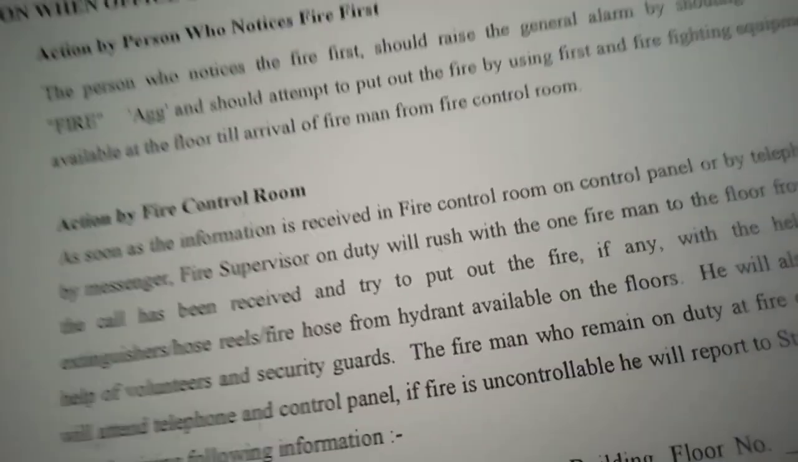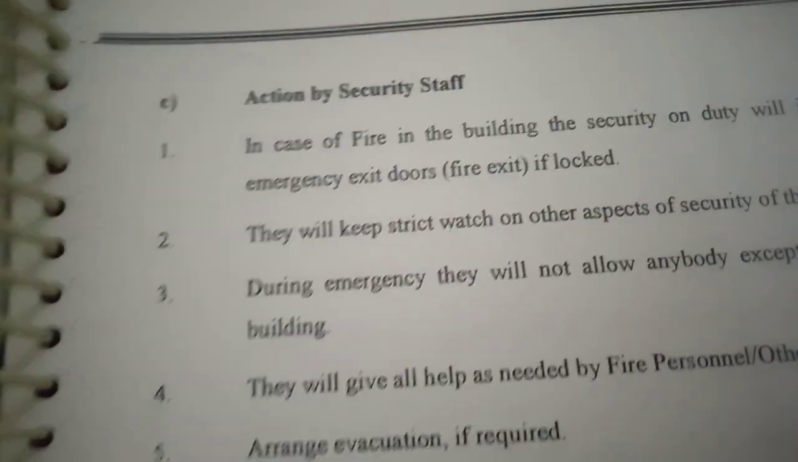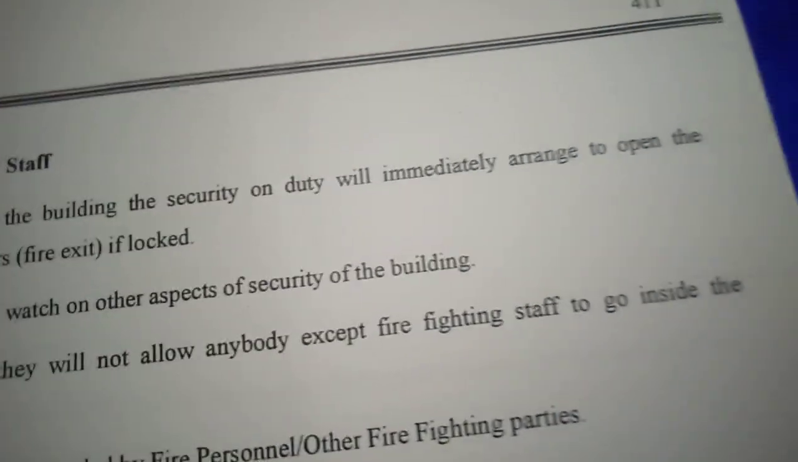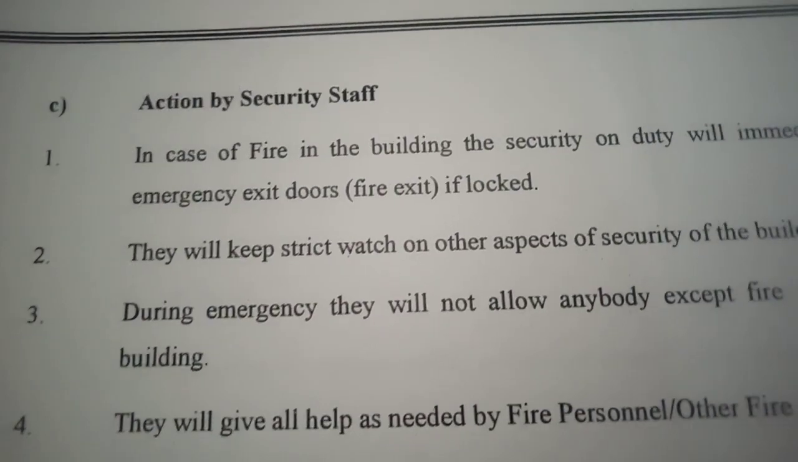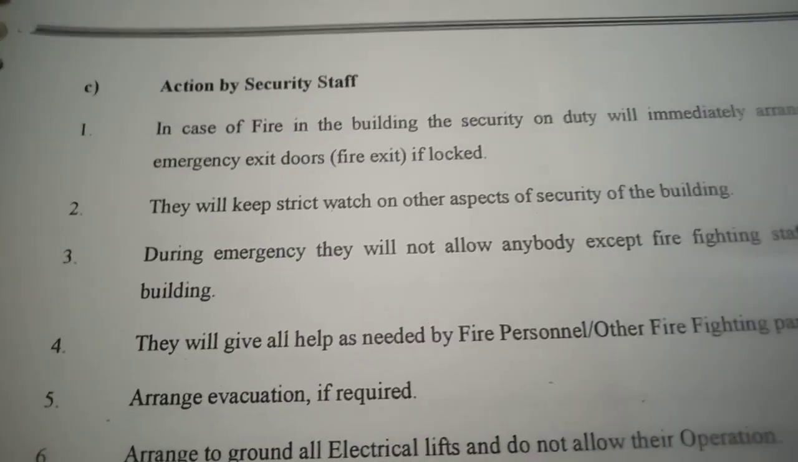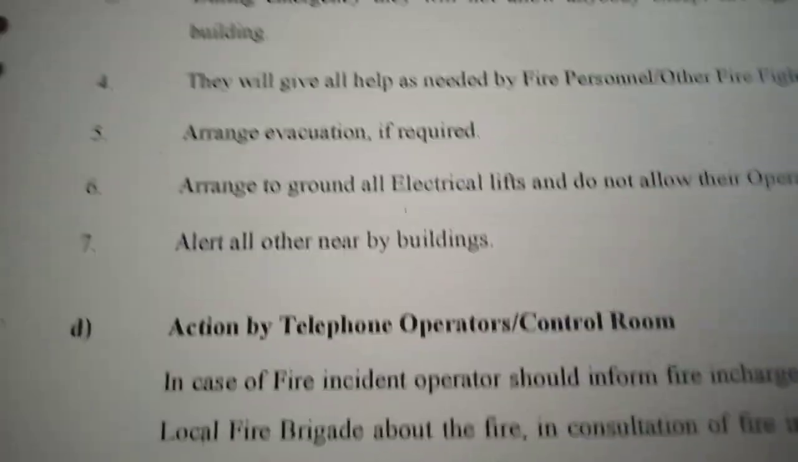Action by the fire control room: if anyone notices the fire, he will also inform the fire control room about the type of fire and the location where the fire has occurred, so they will extinguish the fire. Action by security staff: what action will security staff take in case of fire? Security on duty will immediately arrange to open the emergency exit doors. These are the general duties of everyone. If he knows well what the exit route is, he can arrange to open it.